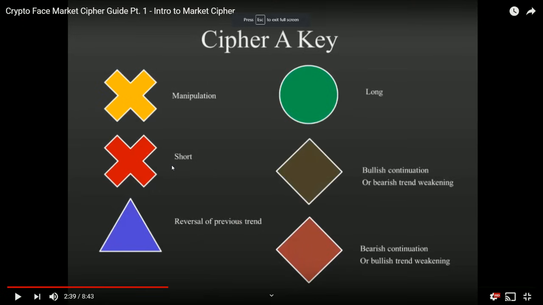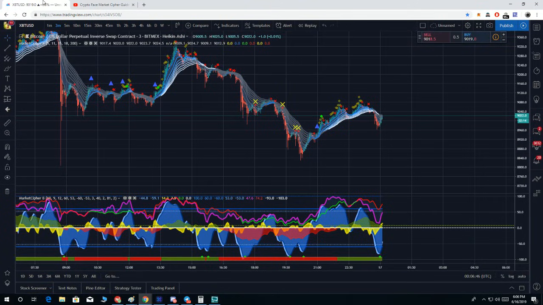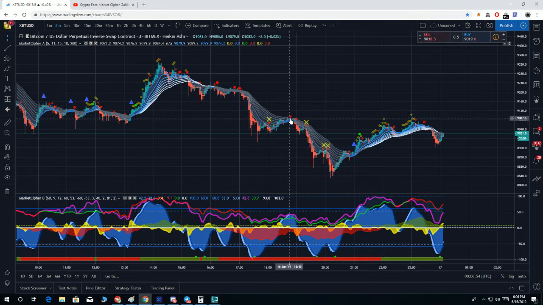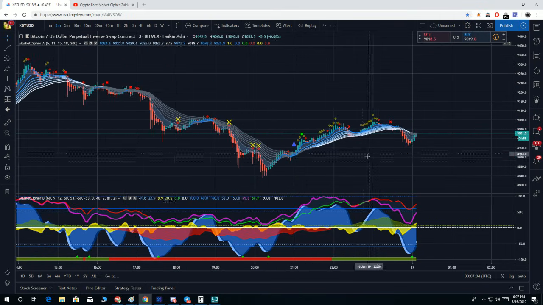Okay? The red X's indicate, right here, see, there's a little red X right here, downward movement. The red squares are signifying that we are in a bearish trend. The yellow squares are signifying a bullish trend. So what we're looking for with these squares or diamonds is clusters, right? Clusters to give us an idea of the trend that we are in, okay?